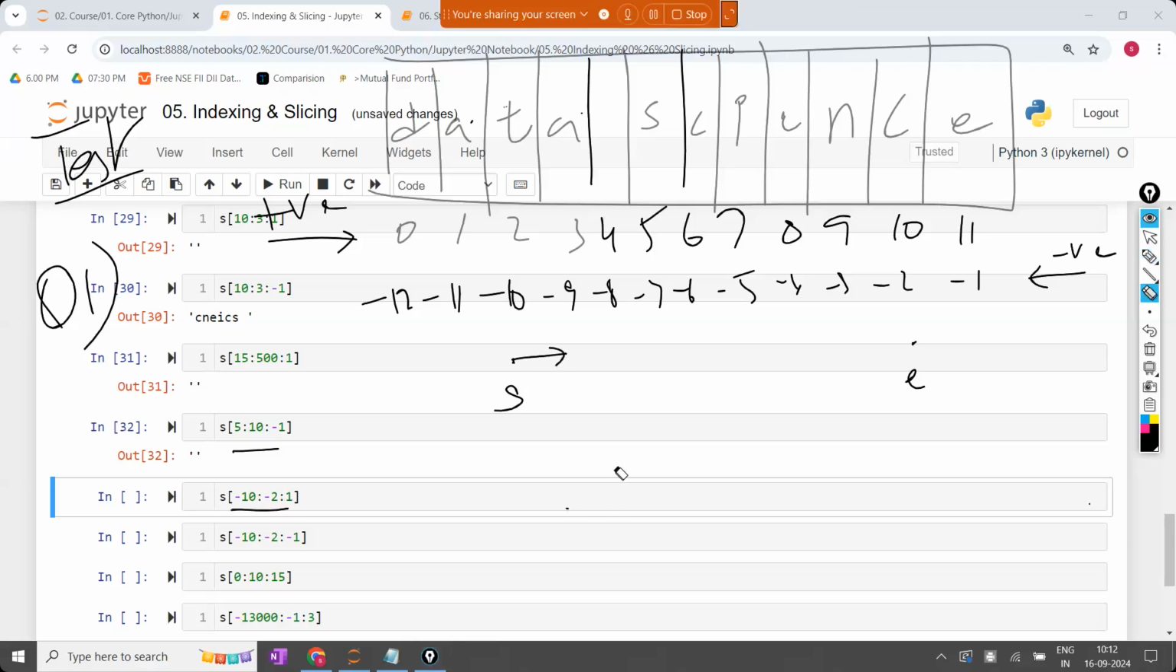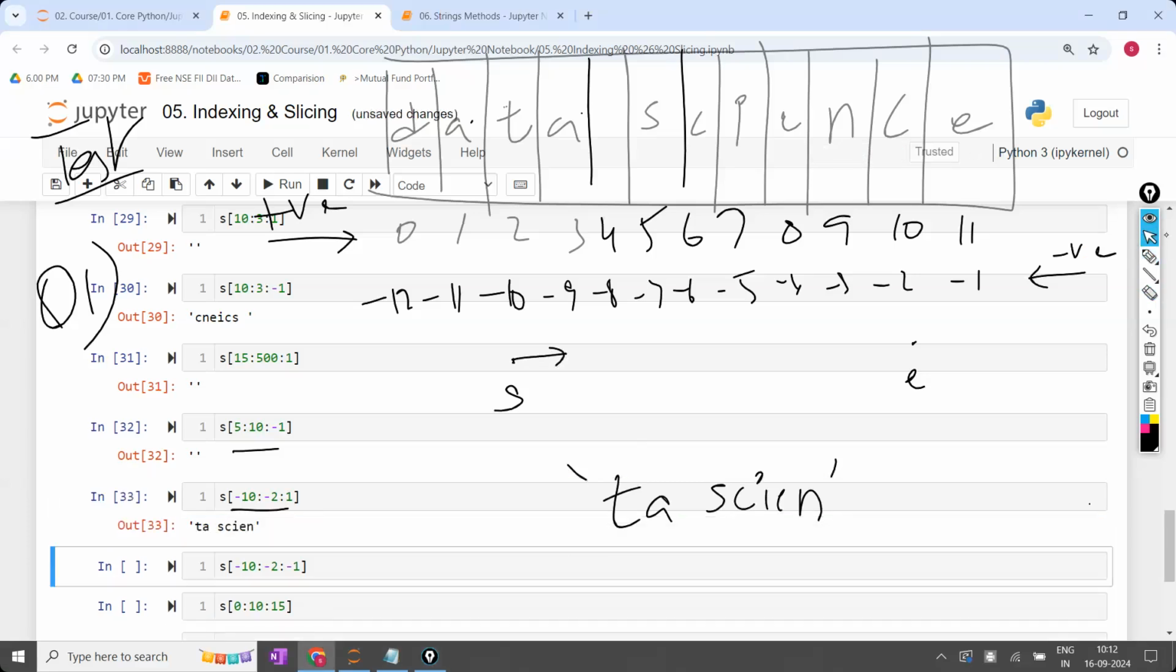Starting with T: T, A, space, S, C, I, E, N. C should not be included. That is the output. If you have written this one, tick mark. Otherwise, wrong. Right?